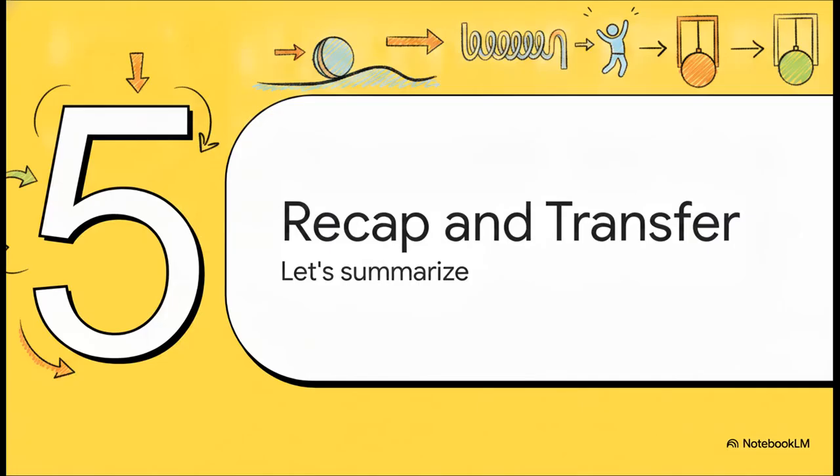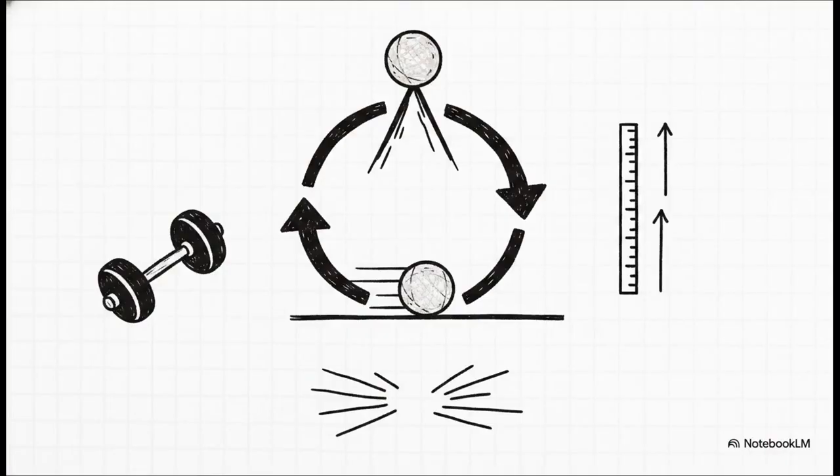Section 5, Recap and Transfer Question. Let's bring all these concepts together before I leave you with a final thought-provoking scenario. So to quickly summarize, total mechanical energy in a closed system is just the sum of potential and kinetic energy. Gravitational potential energy depends entirely on an object's height, its mass, and the constant pull of gravity. Kinetic energy, on the other hand, relies on how fast that mass is actually moving.